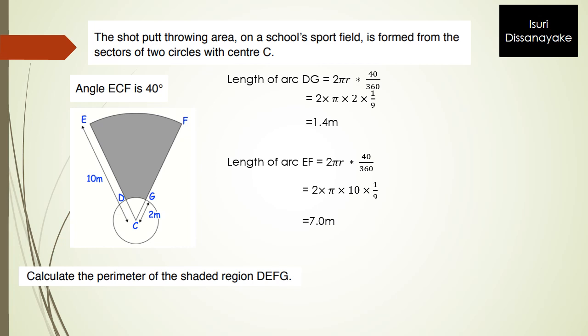Now we are asked to calculate the perimeter of the shaded region. So from E to F, it's 7. F to G, it's 8. G to D, it's 1.8. Sorry, D to G, it's 1.4. And D to E, it's 8. So the perimeter of the figure is 24.4 meters.